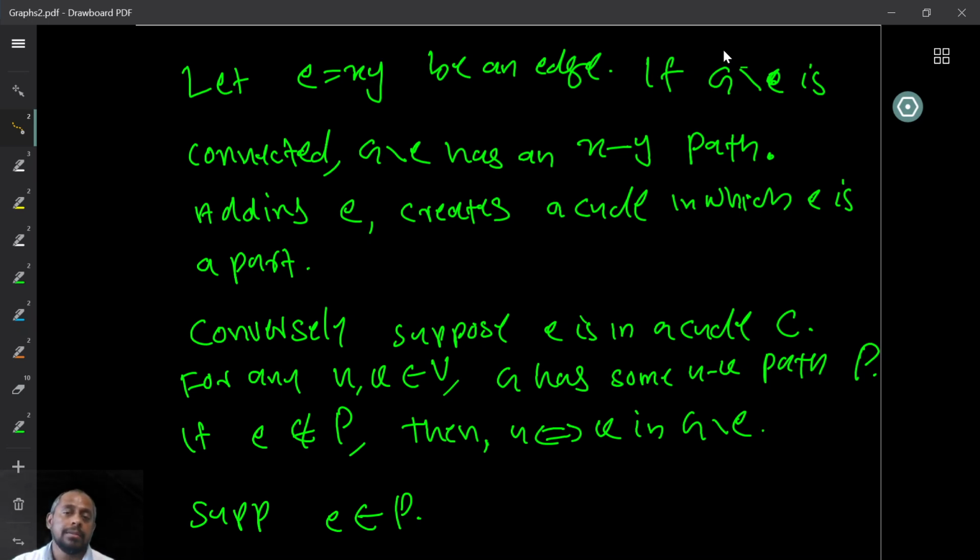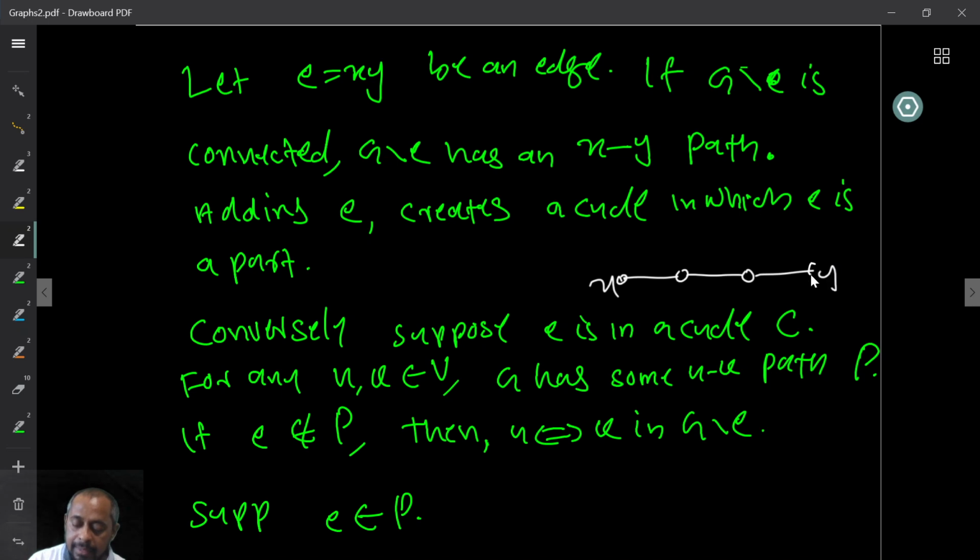So G minus E has an xy path, but now putting the edge xy back, right? So from x to y I can go, and from y to x I can join. By the definition of the cycle, the way we defined it, what we are saying is that you have, let's say, an xy path in the graph. Now you add the edge xy, right?